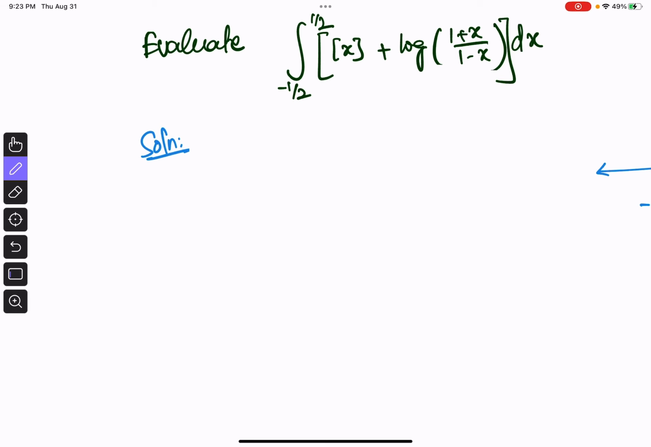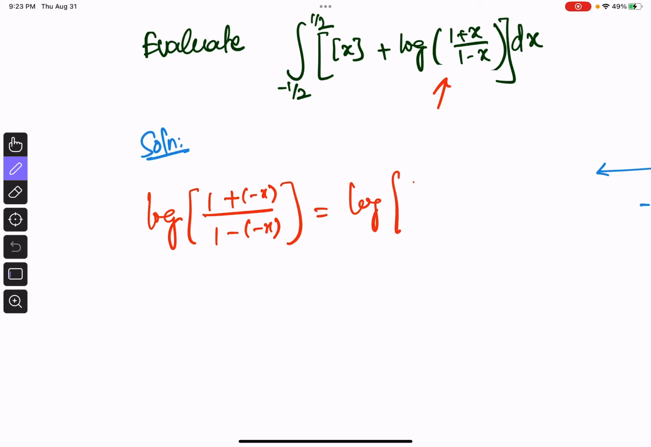First of all, we'll worry about this log function. Note that this is an odd function. Why do I say that? Because all you have to do is take x and substitute it by minus x, divided by 1 minus minus x, and that will give me log of (1 minus x) divided by (1 plus x).